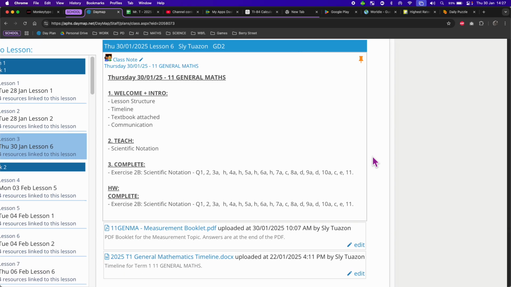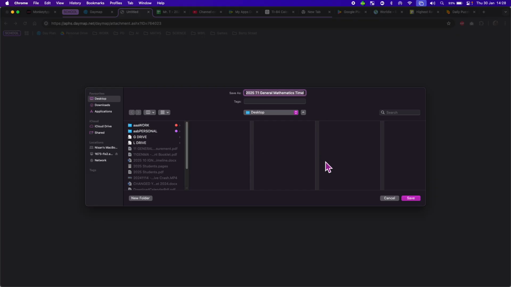In your 11 General Maths folder on your device, can you download the 2025 T1 General Mathematics Timeline? And can you download the booklet PDF? Download those two things, please. I'll open the timeline so you can see what it looks like.